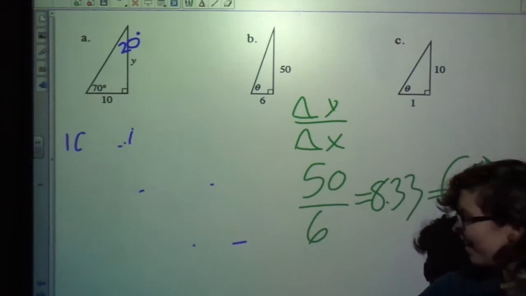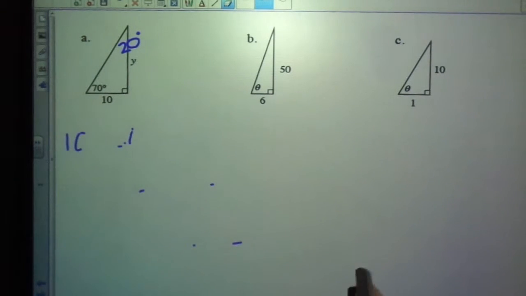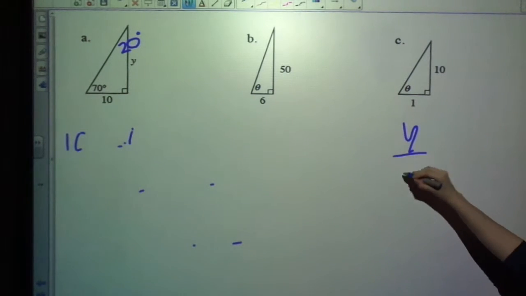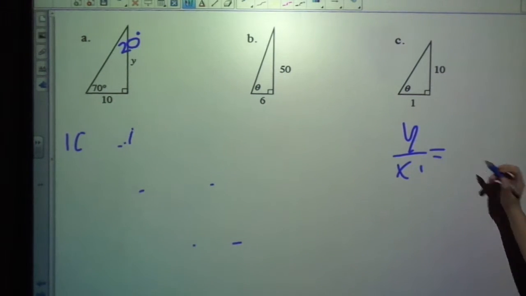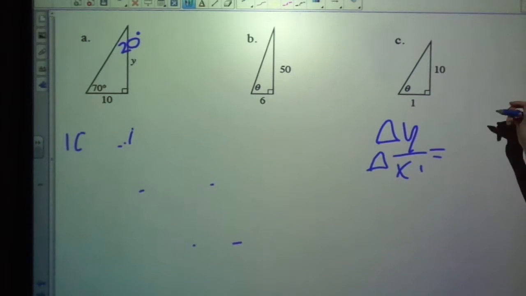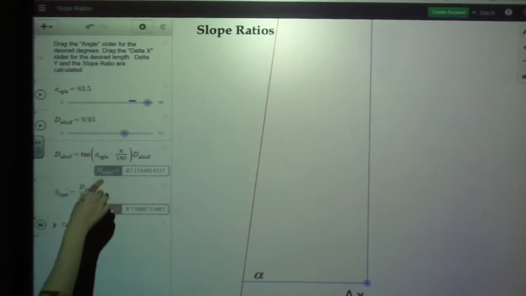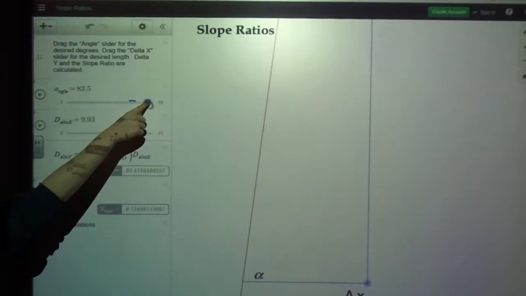You can erase their things. I can try. Ooh, I can erase. So we have our change in y over change in x. Can we put the deltas on there? Yeah, I'm good at drawing triangles. So this is our y, and that's 10 over 1. What's 10 divided by 1? 10. Wow! Okay, so we're going to go to the tool and look for the number 10 down here. We can find our angle.